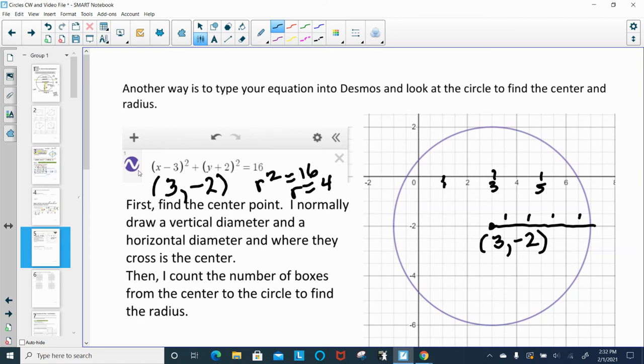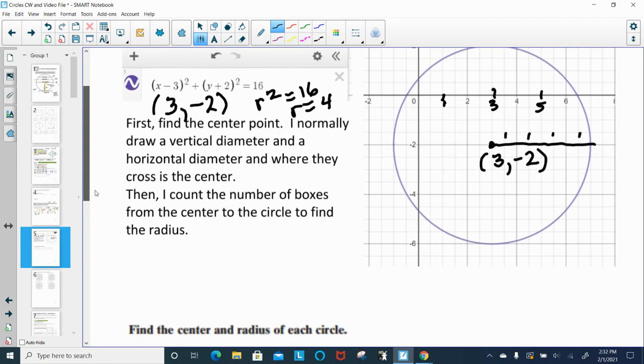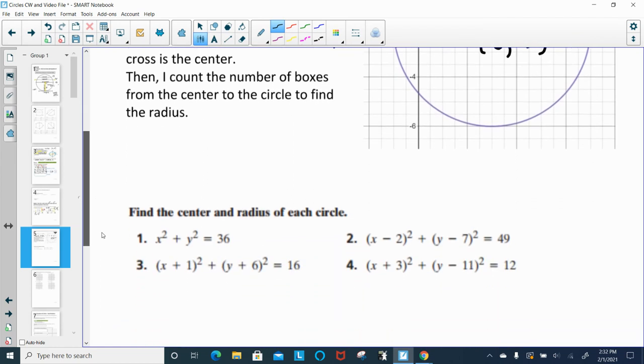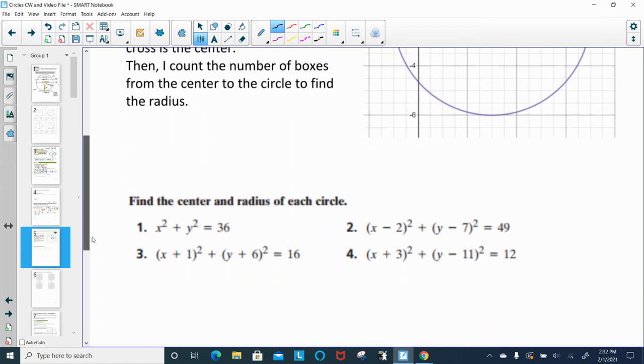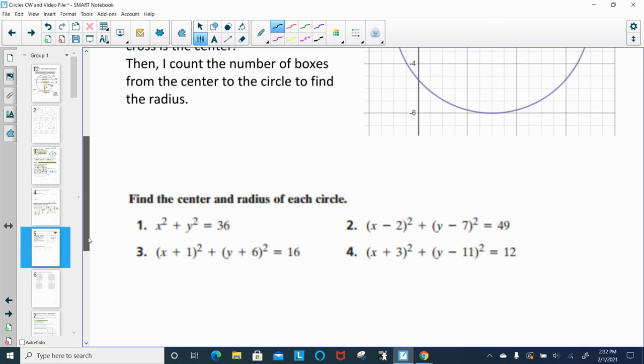So when we come back together here in just a moment, we are going to be practicing finding the center and radius of each circle and using our Desmos calculator to check and see if that makes sense.